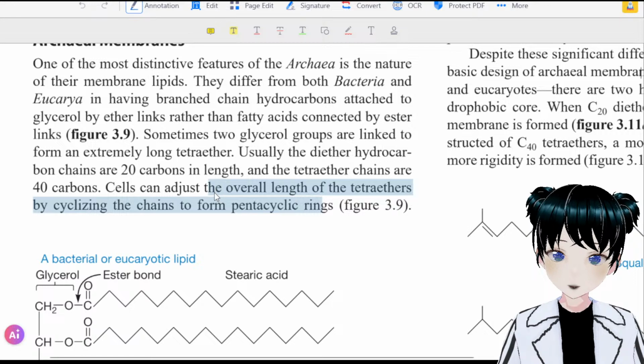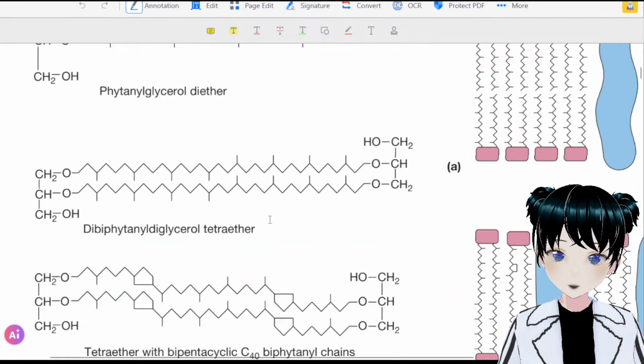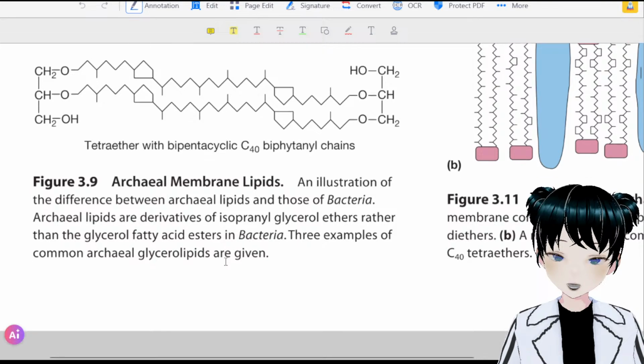Guys, by adjusting, it means maybe the chain is way too long to form that lipid bilayer. Like they need some kind of consistency in their membrane, right? The membrane can't be too thick or too small. Like there is a certain limit at which the membrane might work better, and they need to maintain that limit. So to overcome that long length, they make pentacyclic rings. Okay, so these are rings, guys. I was calling them the chains for so long. So I have already explained these. I don't have to dive deeper into that.